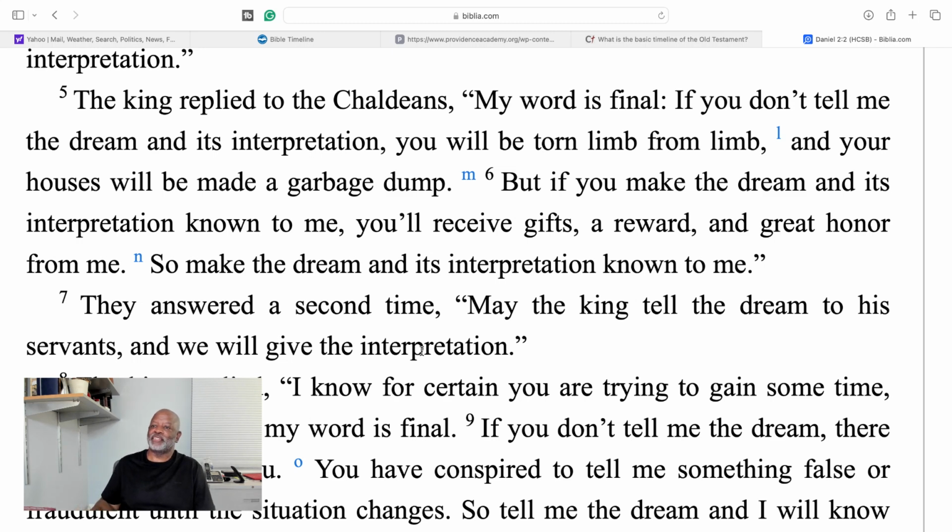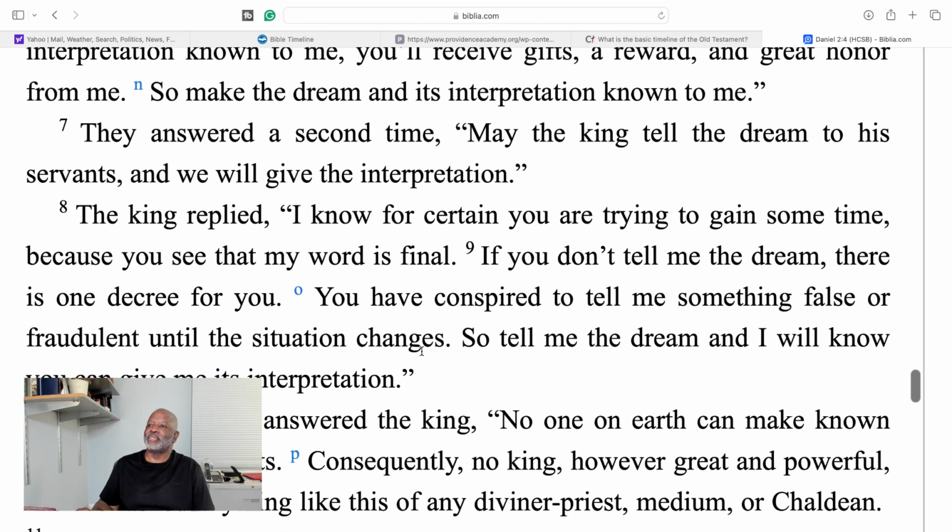Verse 7, they answered the second time, may the king tell the dream to his servants, and we will give the interpretation. In other words, they're going to make up something. It almost seemed like they thought the king was joking.